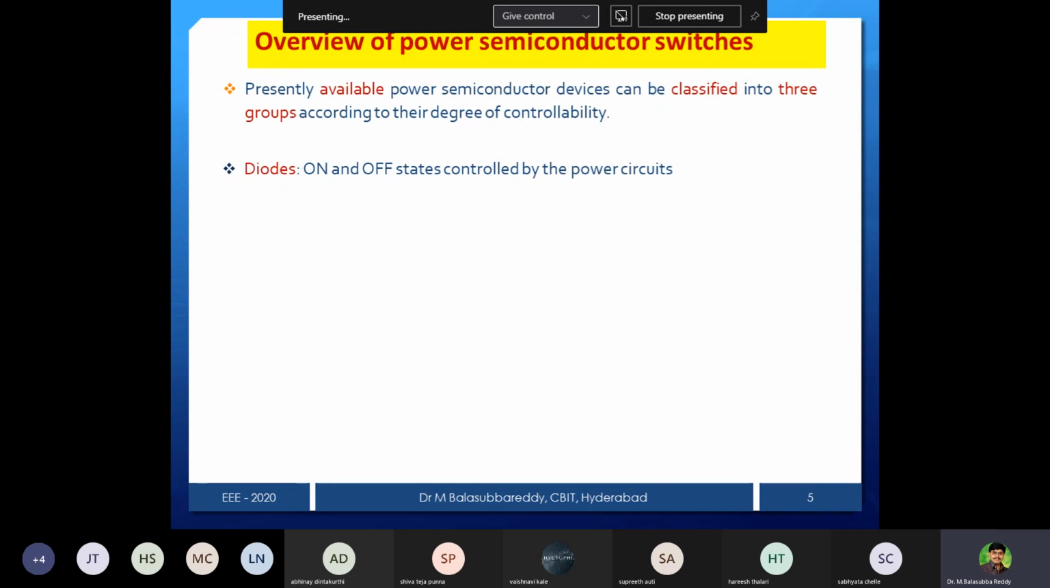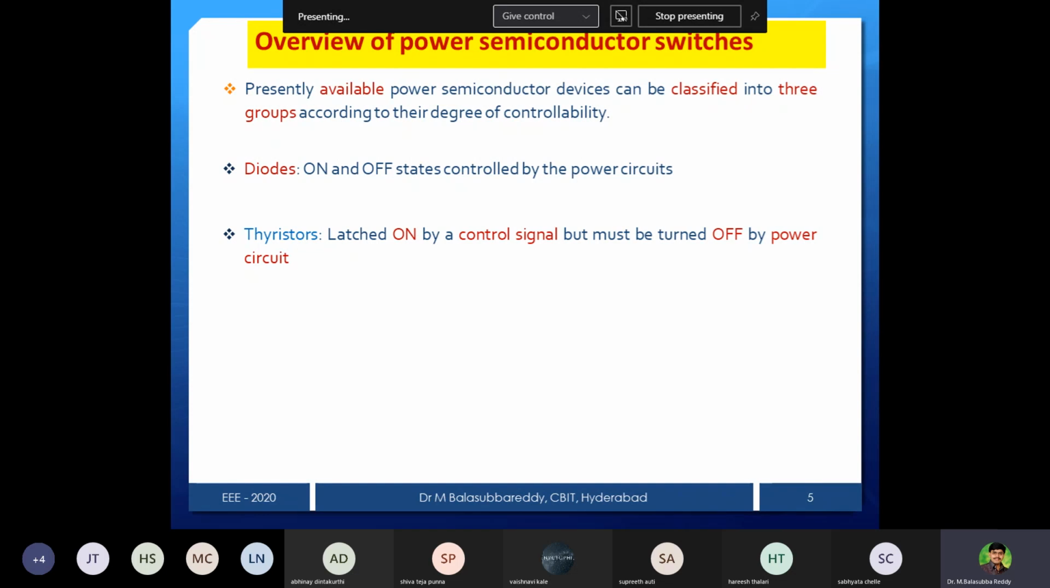So that means if you remove that, it is going to be off. In that case, we can say that it is controlled by the power circuit, depending on whether the anode is positive or not. Now, thyristor, you can see that it is latched on by a control signal, but it turns off by the power circuit.